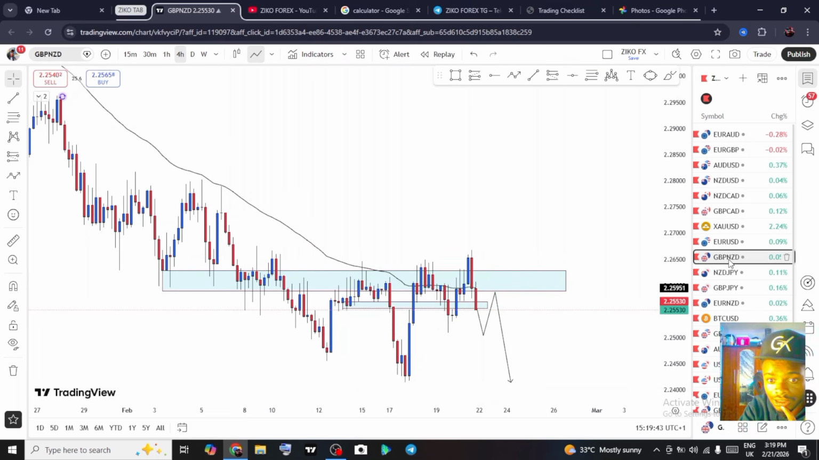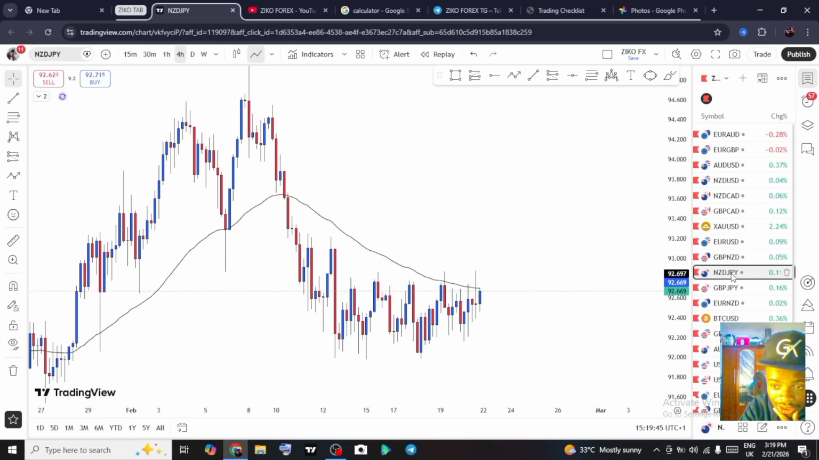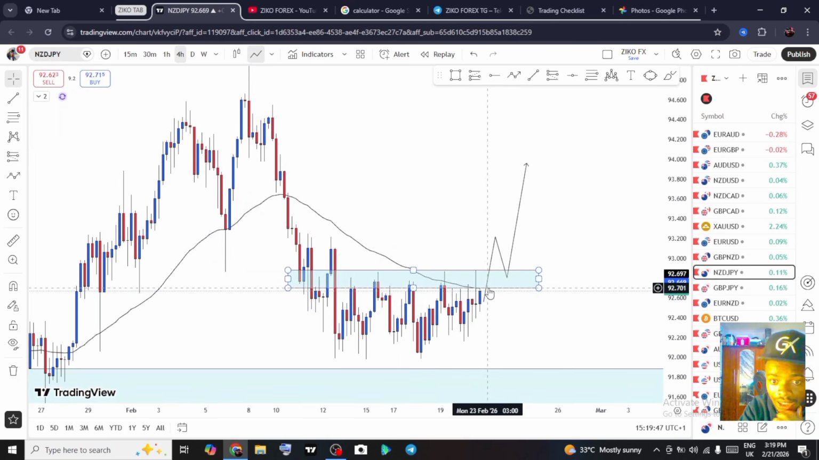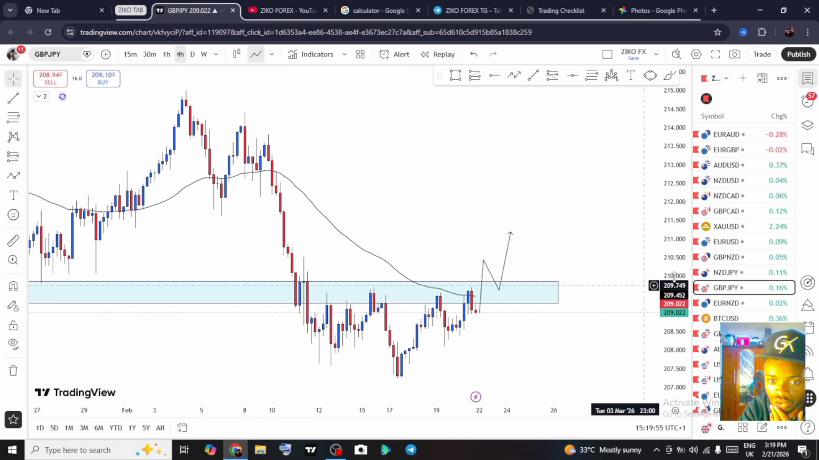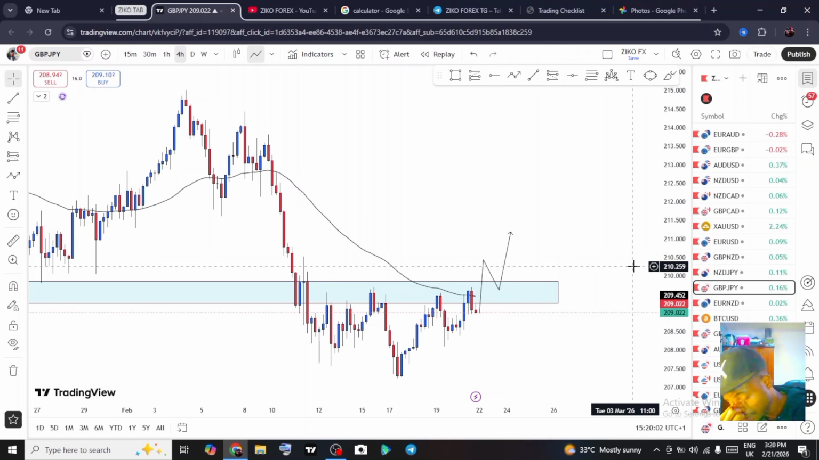Did I call GBP NZD? Yes. NZD JPY, right? This will actually be a good buy if you can have a break and retest above this area to buy, and it's pretty much the same similar price action to GBP JPY. If you can have a cleaner break and retest here, we can buy these pairs. So these are the pairs I'll be paying attention to for this new week.